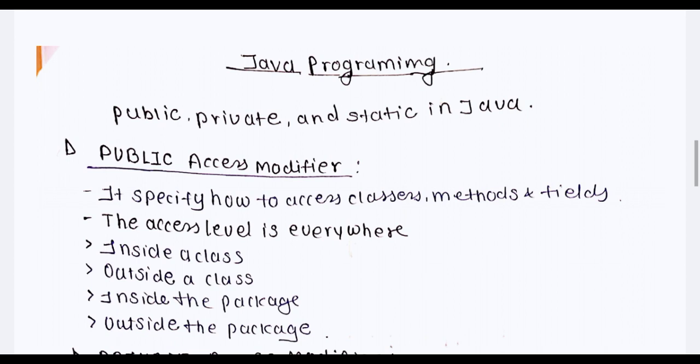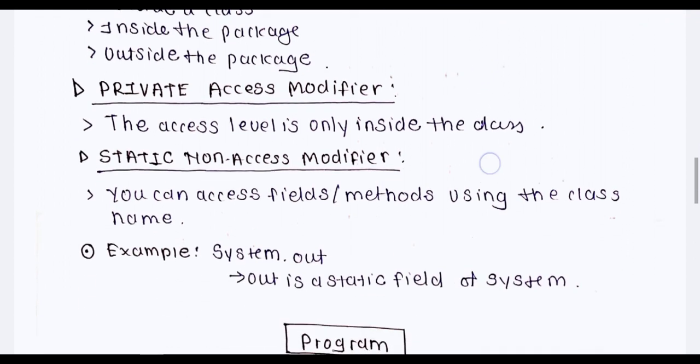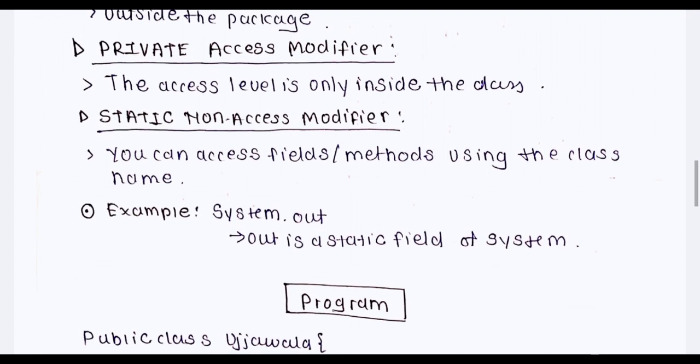The access level is everywhere because it is public, as I have said previously. Inside a class, outside a class, inside the package, and outside the package, we can use the public access modifier. Okay. So what is the private access modifier here? The private access modifier's access level is only inside the class, not outside the class. We can prefer the private access modifier.